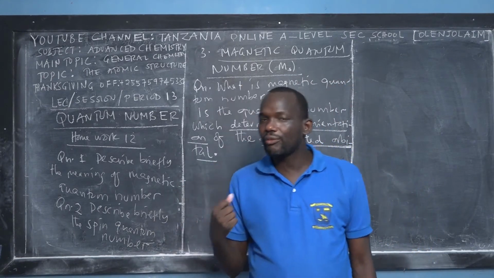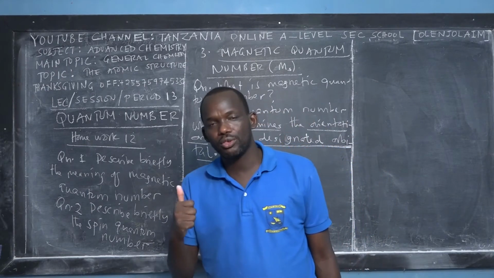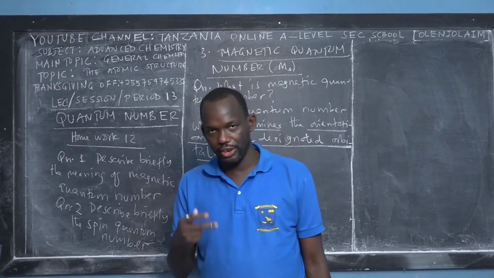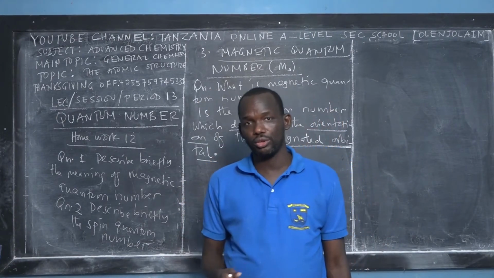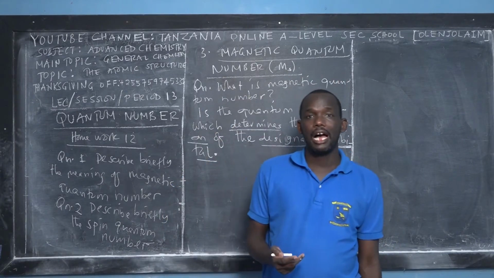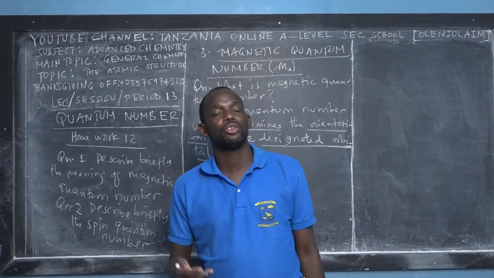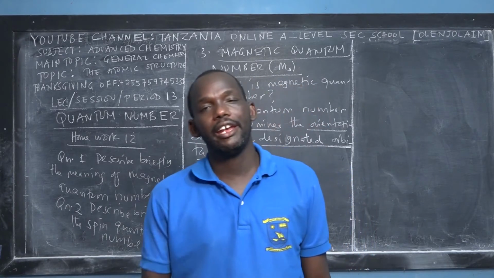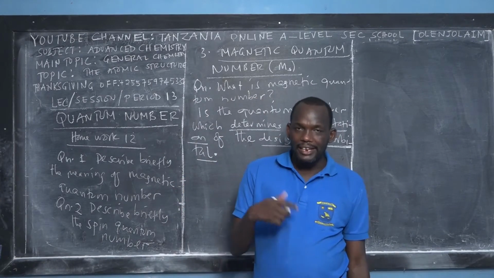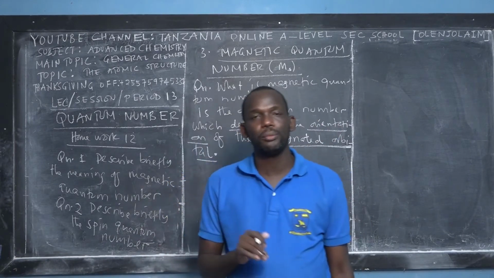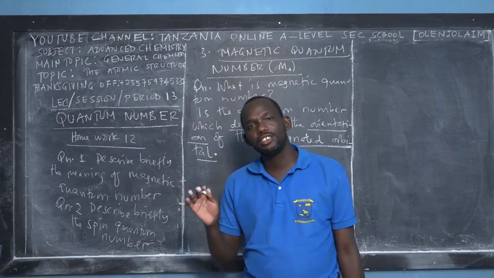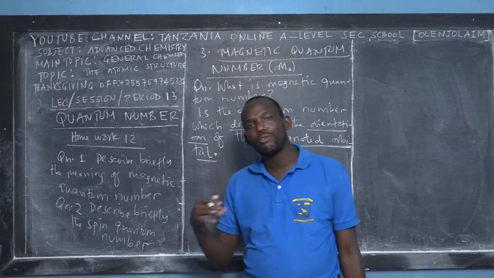because in the subsidiary quantum number we learned that we have four types of orbitals: the s orbital, the p orbital, the d orbital, and the f orbital. In long terms, we call them sharp, principal, diffuse, and fundamental orbitals. We learned about the shapes of those orbitals, especially the first three, but we didn't discuss the number of orbitals.